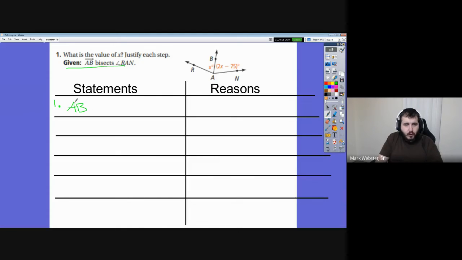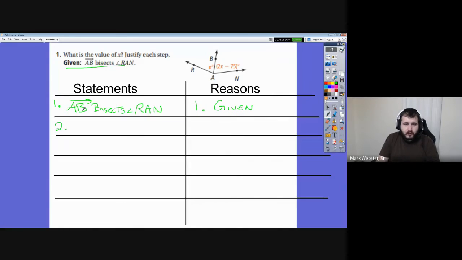So ray AB bisects angle RAN. And we know the reason for that is because we were given it. It is given. That is the thing that is given.